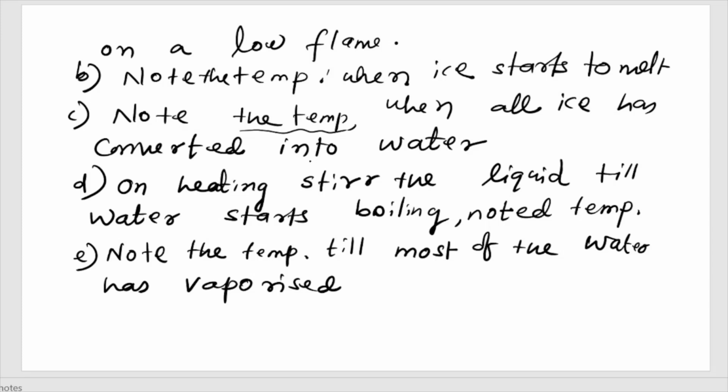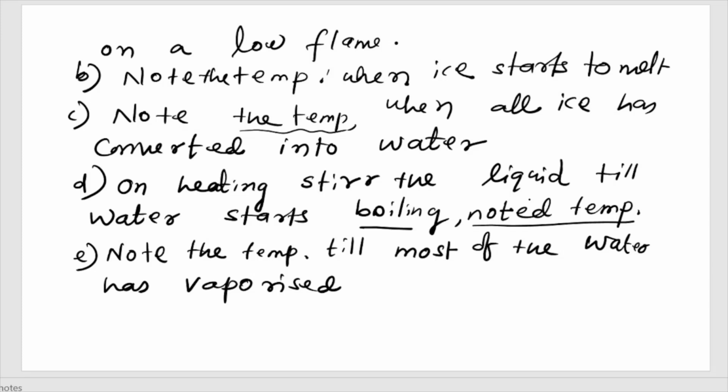What is the temperature at which the ice is converted into water? On heating, the ice melts and changes to liquid. Similarly, water on heating starts to boil and gives water vapors, and the temperature is noted. So when the ice starts to melt, note the temperature. When all the ice has converted into water, note the temperature.